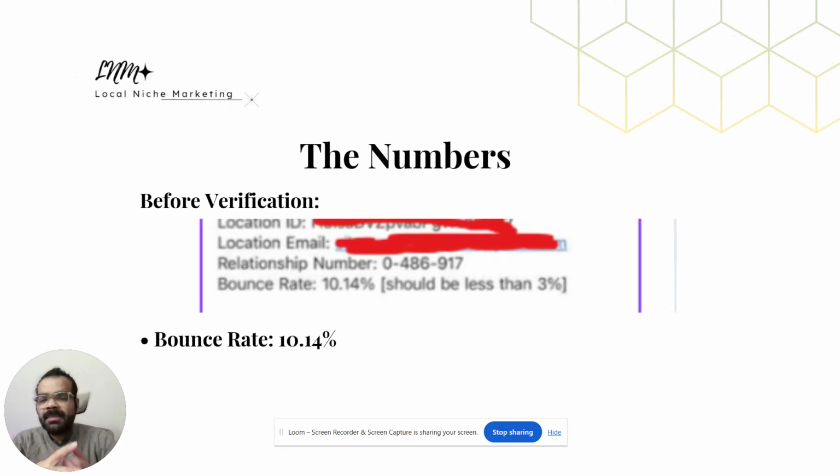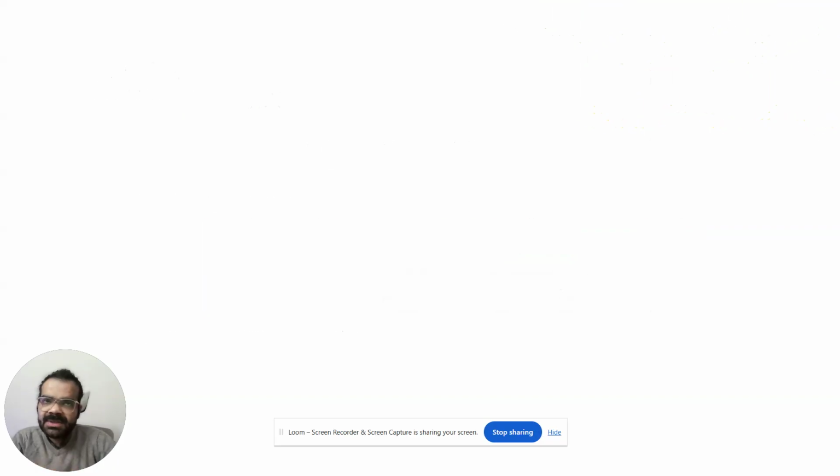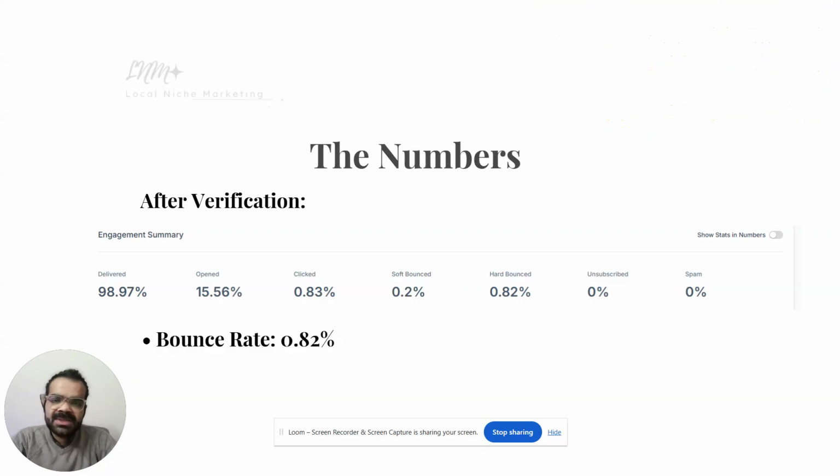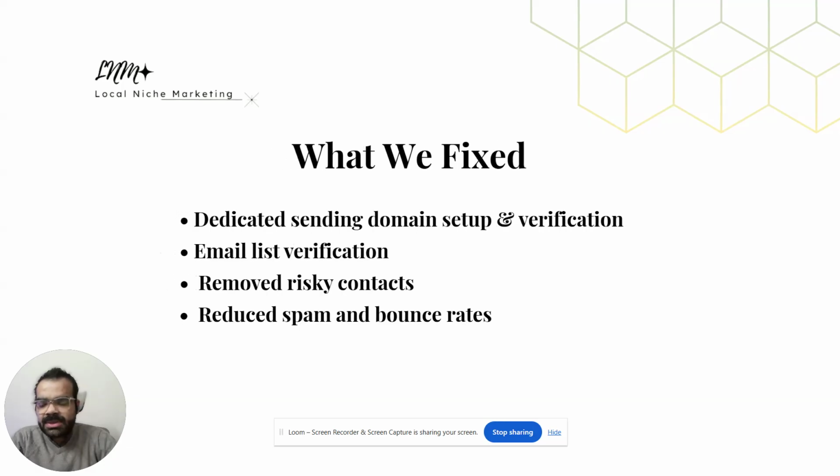So the numbers now, you can see here, before verification, when the other agency was handling this, they were having a bounce rate of 10.14%. You can see here as well. So after we have done all these steps, you can see a bounce rate of only 0.82% was achieved. And this is really important, right?